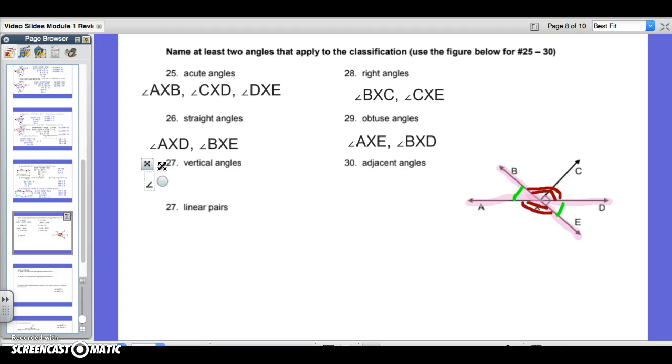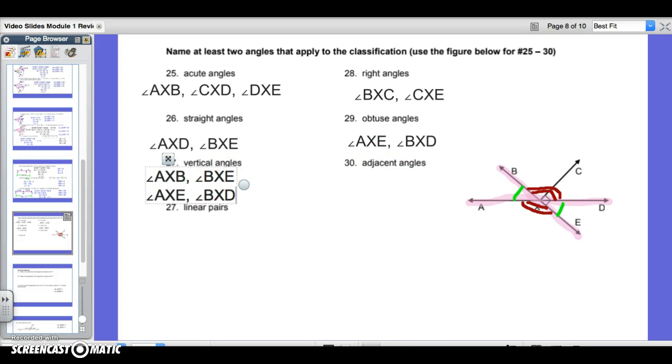So we have angle AXB and angle BXE. Then the other pair that we have is angle AXE and angle BXD. So those are the vertical pairs that go together.